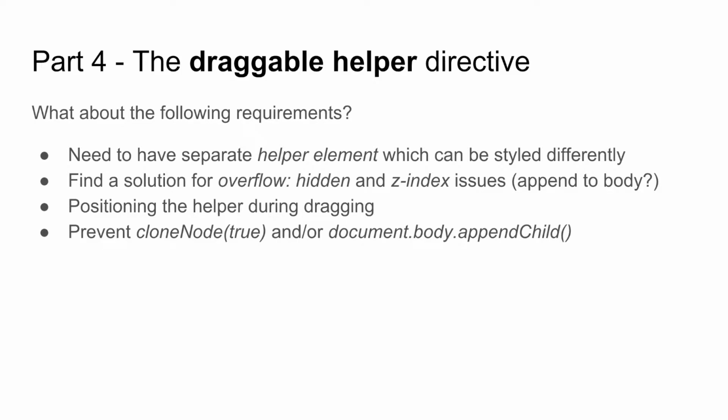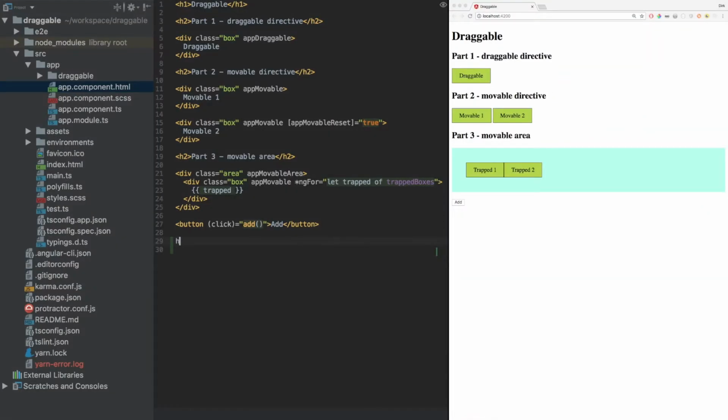To prevent dirty hacks and to position the helper in an elegant way, I will make use of the Angular CDK, the component dev kit. Now let's get started. I am running the existing project of part 3. Let's add a new section for part 4 to test what we are going to build.